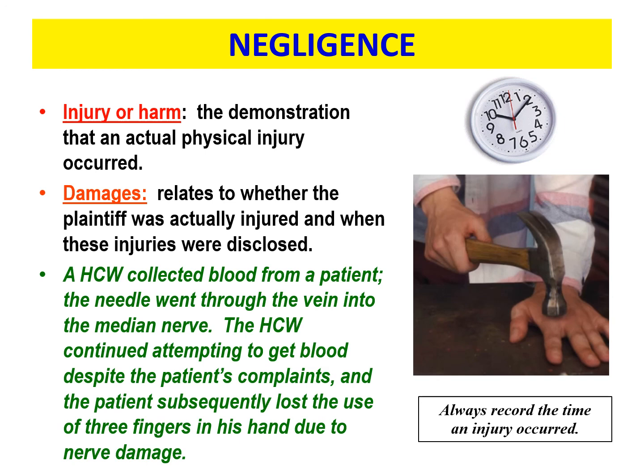A healthcare worker collected blood from a patient. The needle went through the vein into the median nerve. The healthcare worker continued attempting to get the blood despite the patient's complaints, and the patient subsequently lost the use of 3 fingers in the hand due to the nerve damage.